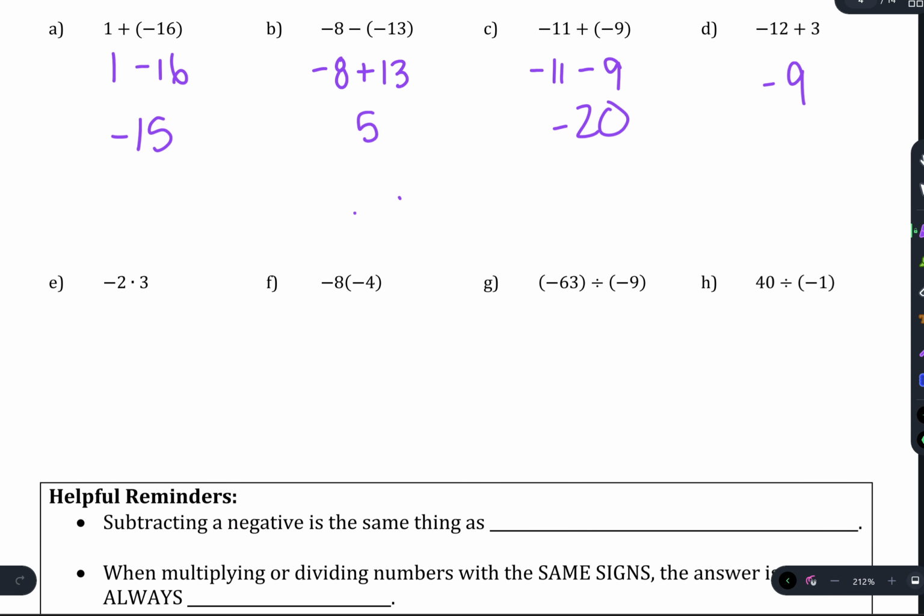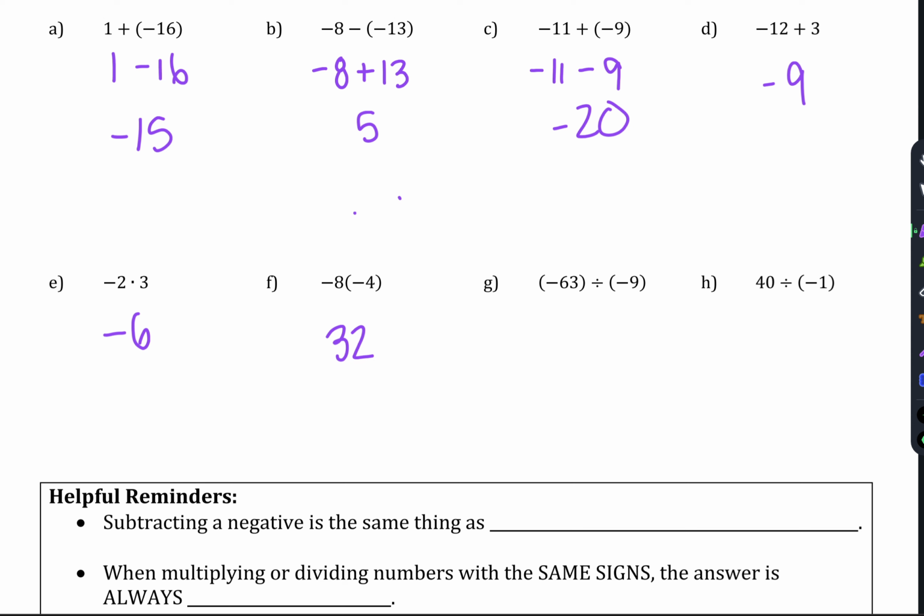Great job, great job. Okay, now multiplication and division rules. For letter E, I have -2 times 3. Is this going to be a positive or a negative number? Negative. A negative times a positive is going to be negative, so this should be a -6. What about if I do -8 times -4? Is that going to be positive or negative? Positive. 2 of the same signs are going to be positive, so this is a positive 32.